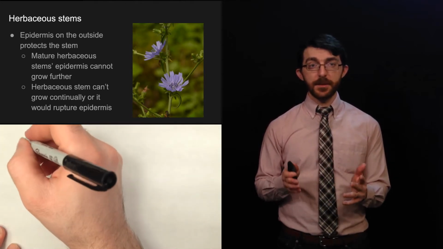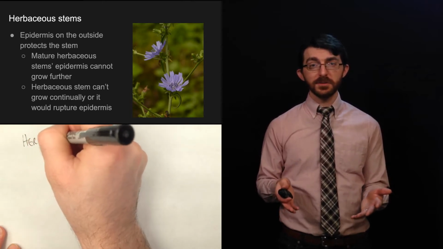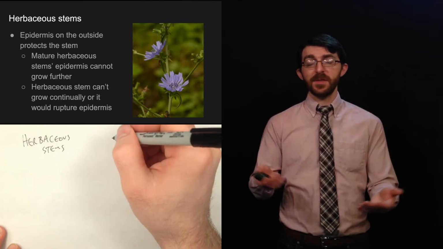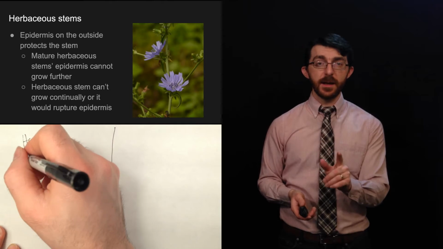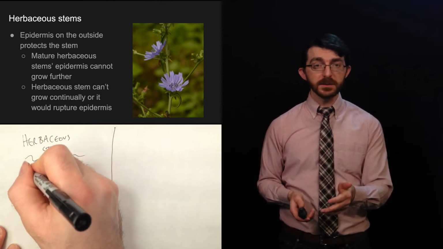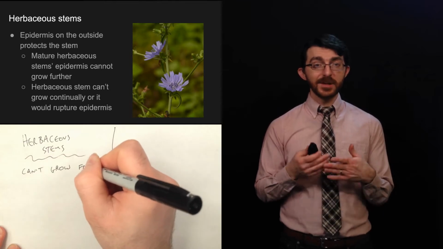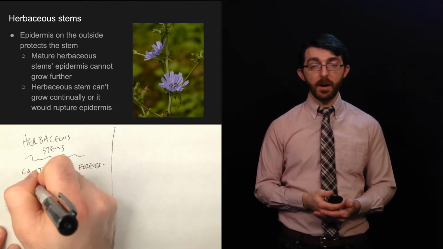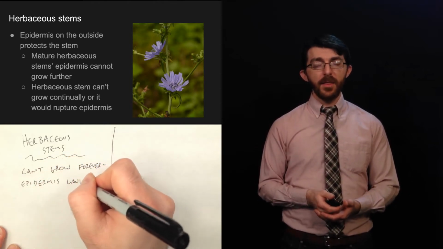Mature herbaceous stems' epidermis actually can't grow any further. So herbaceous stem can't grow continually, or it would just rupture the epidermis. This is actually one of the reasons why herbaceous stems are either annuals or biennials, because they can't continually grow. As soon as they reach a mature size, the epidermis can't grow anymore, and if it were to grow any longer, it would just burst out of its own epidermis. And that's bad.